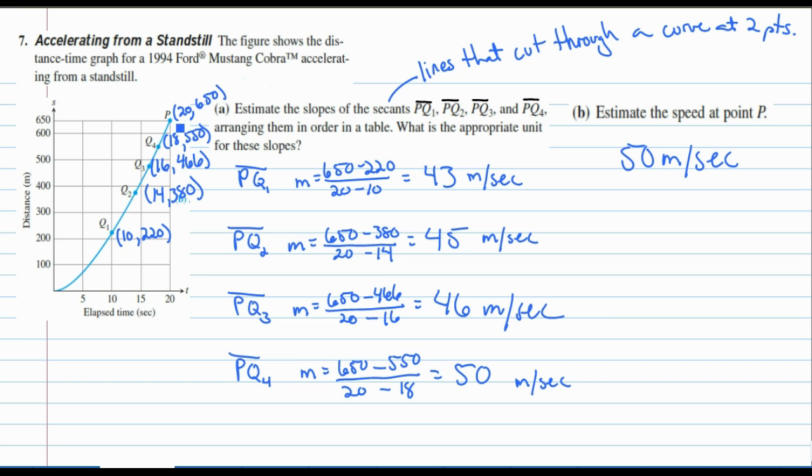And really, because that was the average rate of change between P and Q4, it would be a little over 50 meters per second. That's my best estimate for the instantaneous speed at point P.